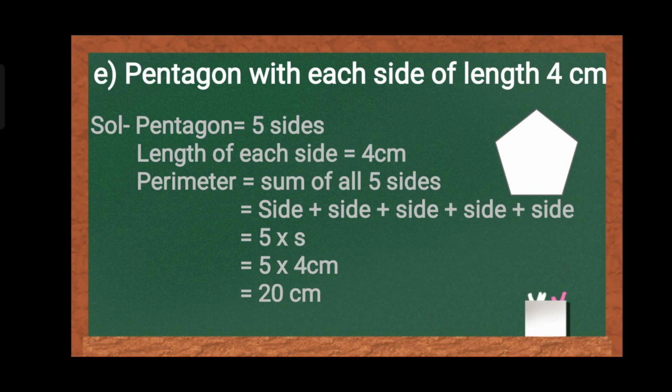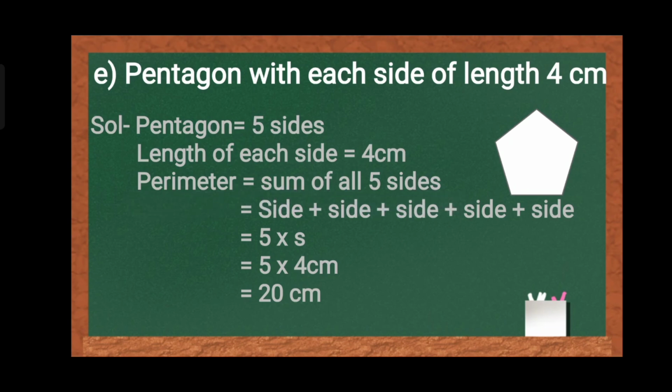Next part is we have to find out the perimeter of a pentagon with each side of length 4 centimeter. As you can see, all 5 sides are equal, of length 4 centimeter. So let's start the solution. Pentagon is equal to 5 sides. Length of each side equals 4 centimeter. So we have to find out the perimeter.